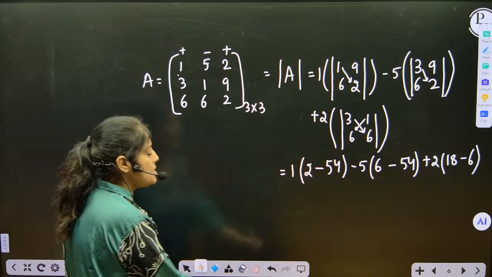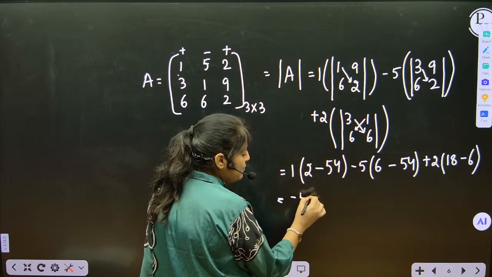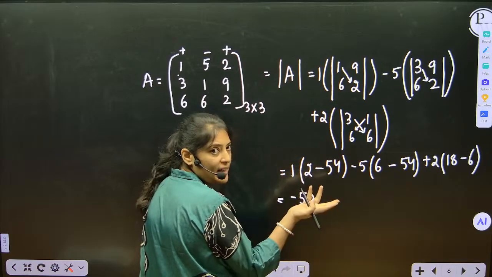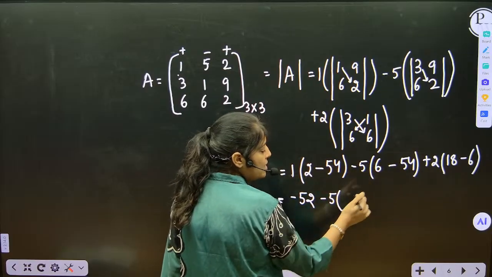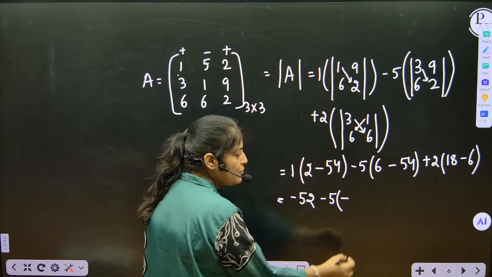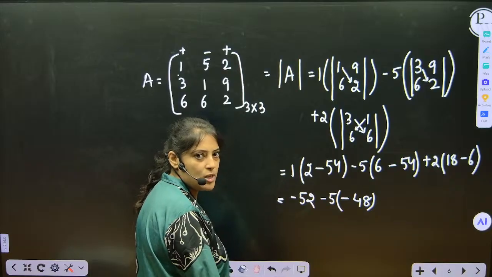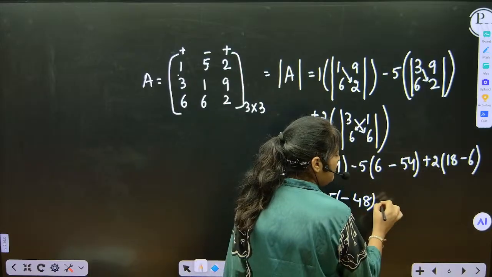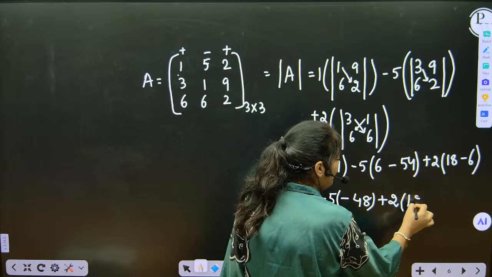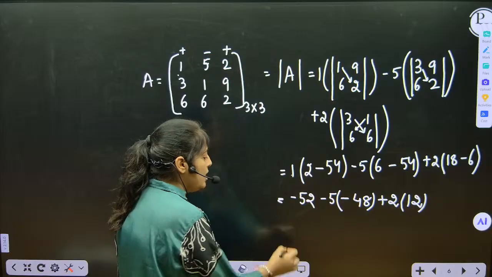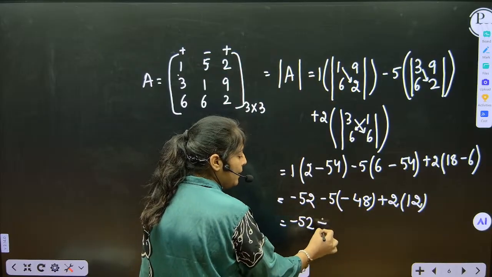Now simplify this. What will it become? 2 minus 54 is minus 52. This will become minus 5 times... 6 minus 54 is minus 48. This will become 2 into 18 minus 6, which is 12. So again simplify. Minus 52. Minus minus will become plus.